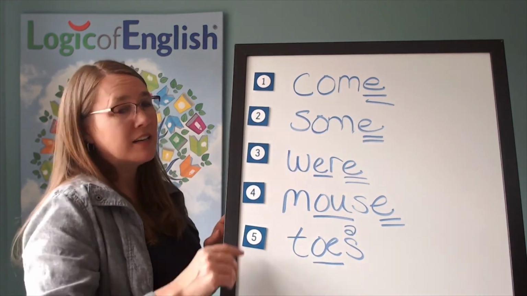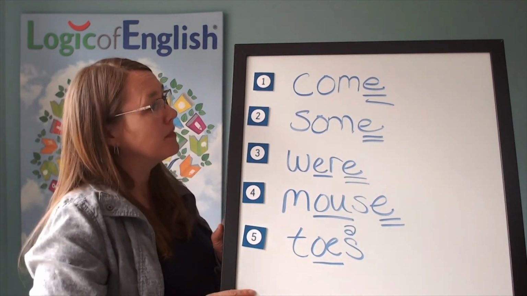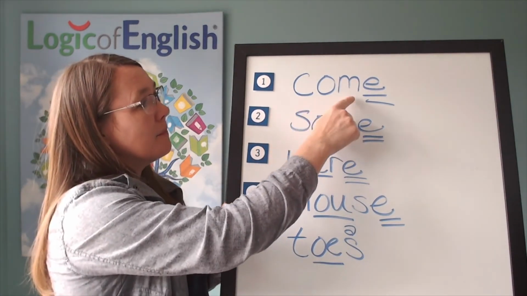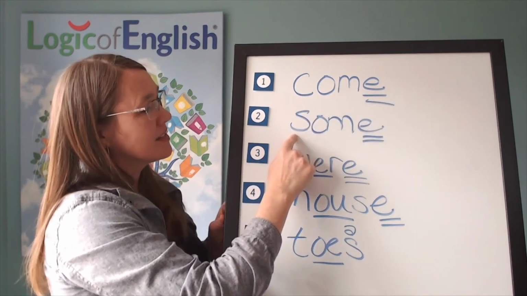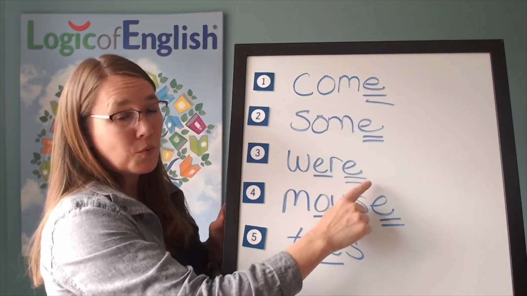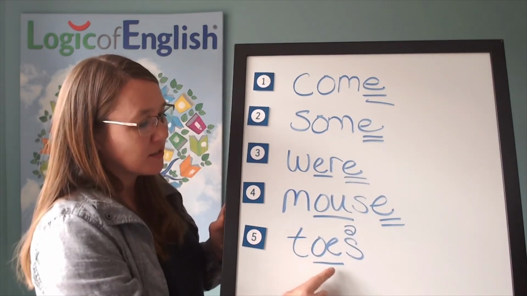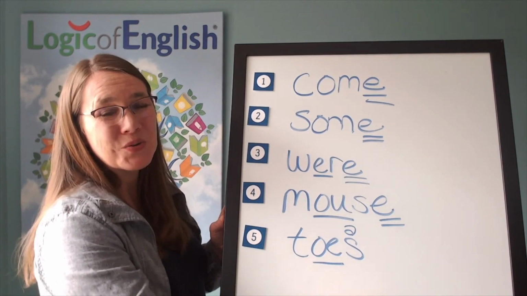Let's practice reading each of these words since we have a couple of unseen E's. K-a-m, come. S-a-m, some. Wa-er, were. M-ow-s, mouse. T-o-z, toes. Great work today.